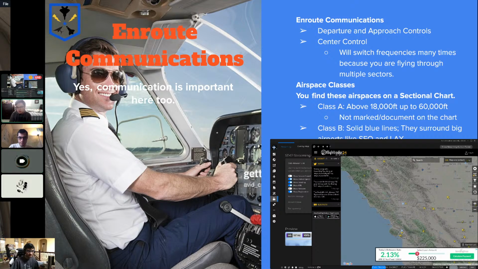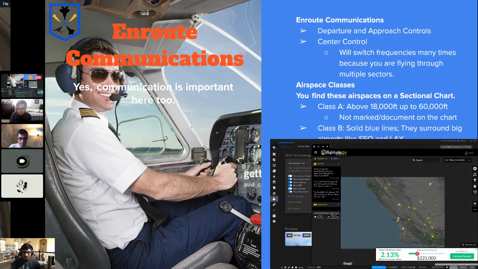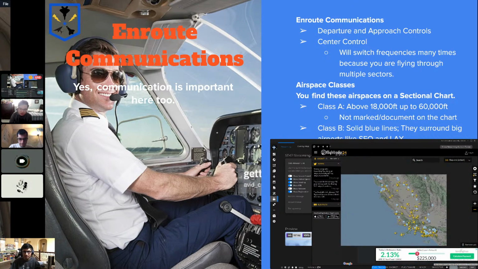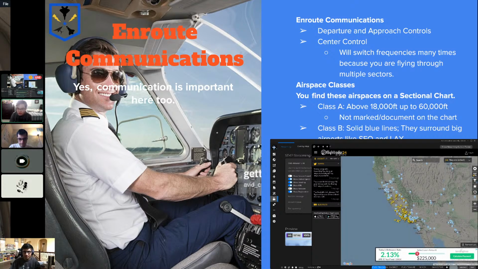Now there are many controllers, but if you zoom out just a tiny bit to cover the entire California, I think Oakland Center covers the entire California and somewhat Nevada too. So right there, that is what Oakland Center sees, and that is what they deal with. Although not all of them, because some of them are under approaches.